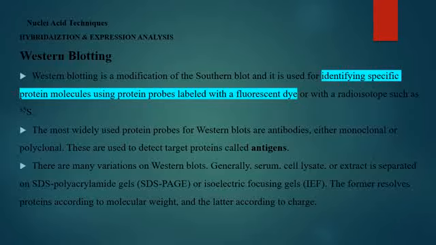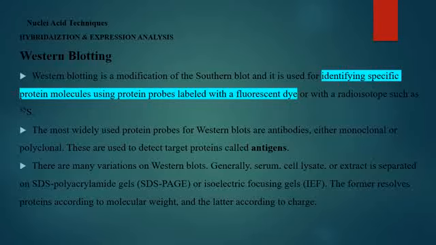Generally, serum, cell lysate, or extract is separated on SDS polyacrylamide gels. Last time I asked about SDS. Go find out about the SDS portion of it. Or isoelectric focusing gels, IEF.